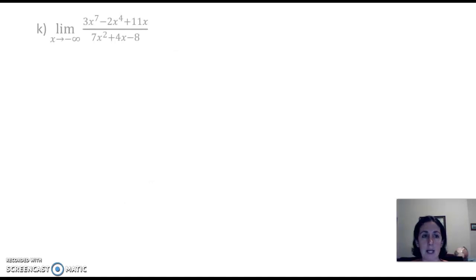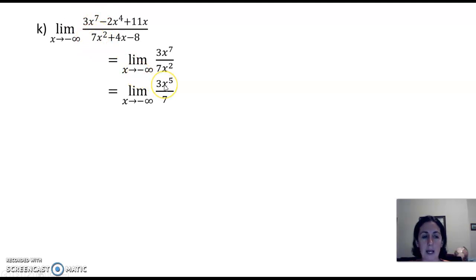Last one for limits at infinity. The limit as x approaches -infinity of this right here. We'll take the biggest power of x divided by the biggest power of x and reduce. We're left with an x in the numerator. That means this limit will go up to one of the infinities. X is increasing negative without bound, so it's a really big negative number. A negative number raised to an odd power is negative, times 3 is negative, divided by 7 is negative, so that goes off to -infinity. That's it for limits at infinity.